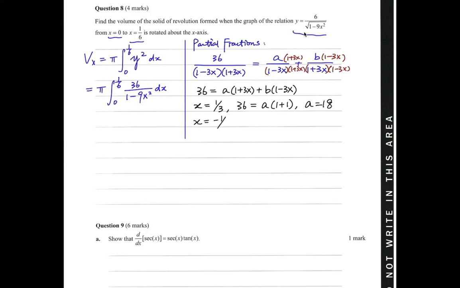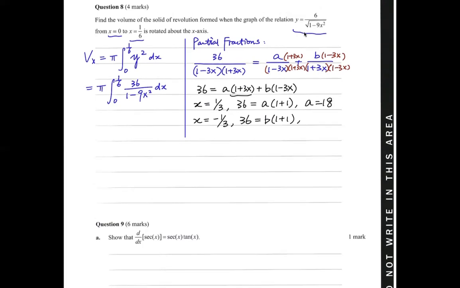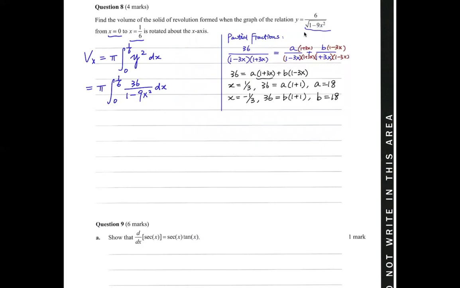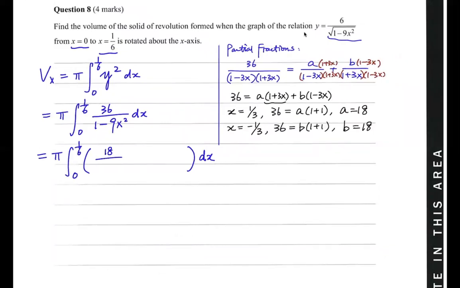Now we can also take minus 1 over 3, so 36 equals b, because that term will disappear, times (1 plus 1) as well, from minus 3 times 1 over 3. Okay, so the b value is 18 as well. Looks like we occupied too much space with the partial fractions. Let me make them smaller. And we put the partial fractions back inside the integral. So now we have 18 over 1 minus 3x plus 18 over 1 plus 3x.